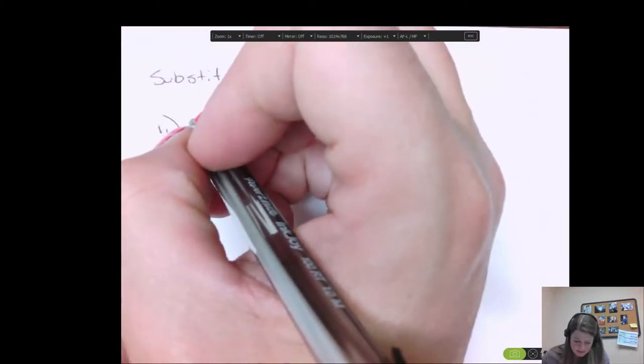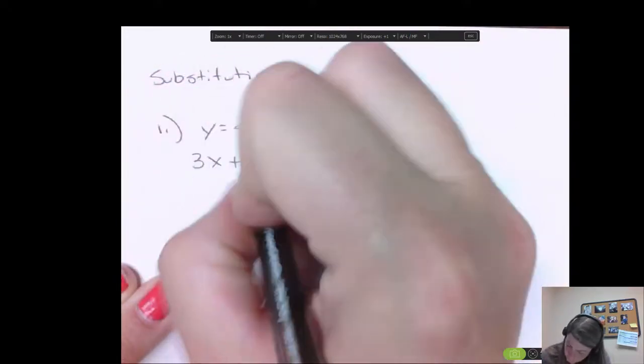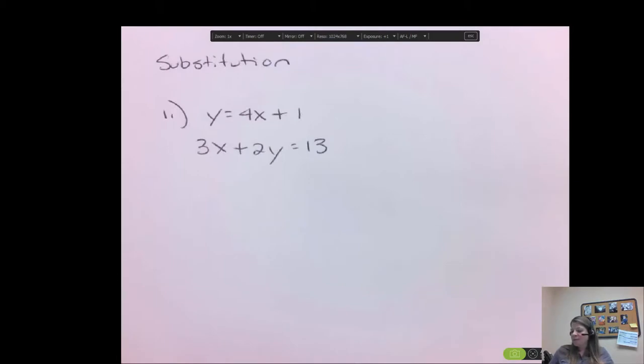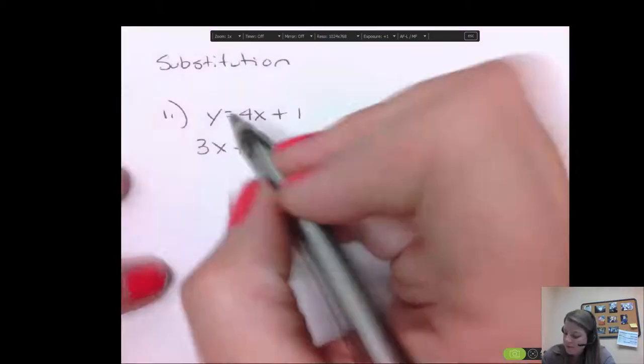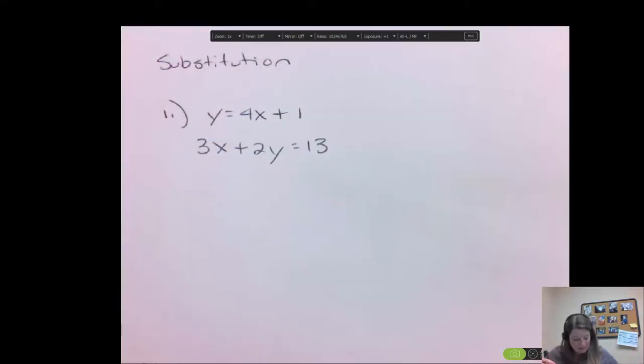Here's my first example. If I have y equals 4x plus 1 and I have 3x plus 2y equals 13. Okay, so here's my two equations. Now again, I could graph them. The substitution method is great if one of them is solved for y, like our top one. If it's not solved for y or x, you can solve for x too. Then what you do is you solve for one of the letters and then put it into the other equation. So this method is great if one of them is solved for y. If not, this method's not so good.